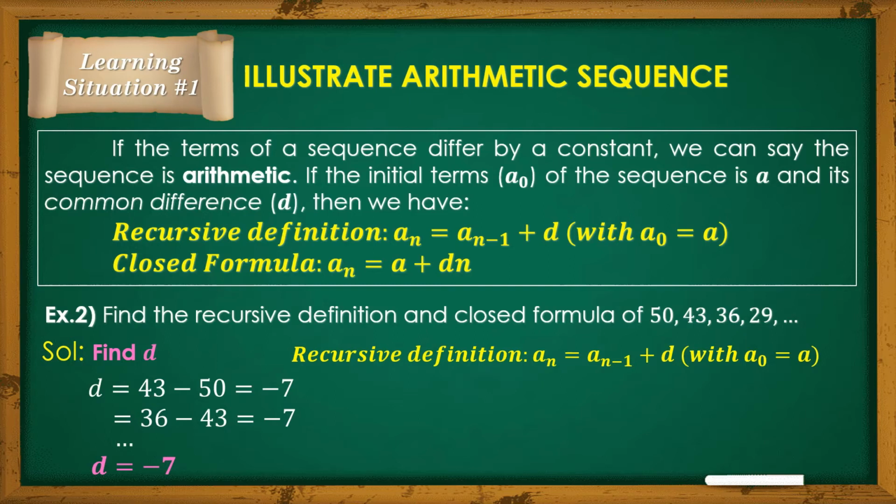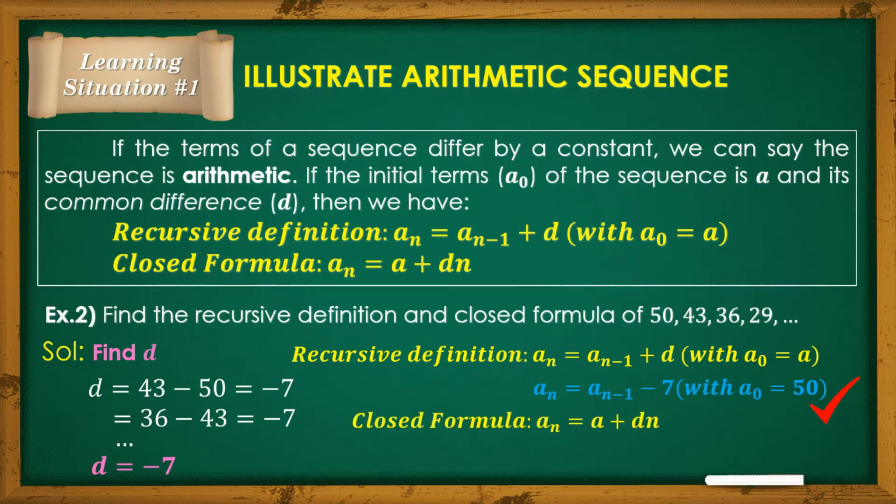For our recursive definition, d is negative 7, initial term will be your 50. Yung unang term. a sub n equals a sub n minus 1 minus 7 with the initial term a sub 0 equals 50 will be your recursive definition. Correct. And for the closed formula, a is 50 and d is negative 7. That's why it gives us a sub n equals 50 minus 7n. That's how we indicate the recursive definition and closed formula of an arithmetic sequence.